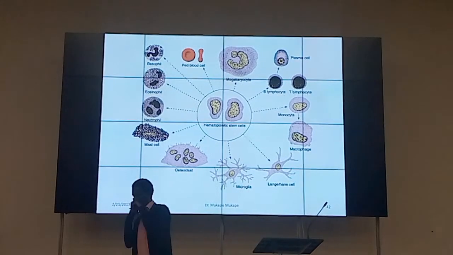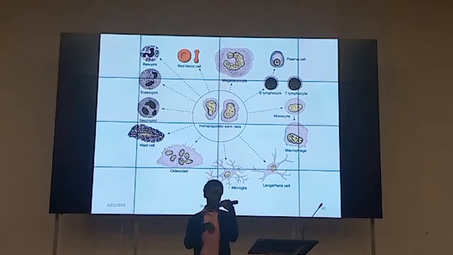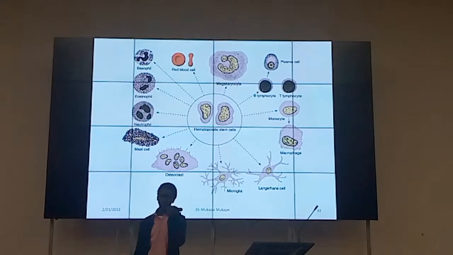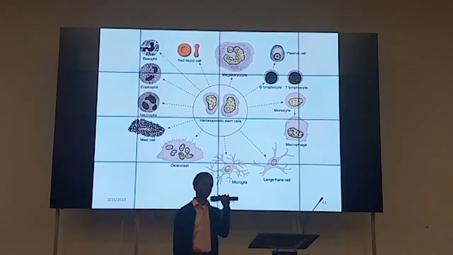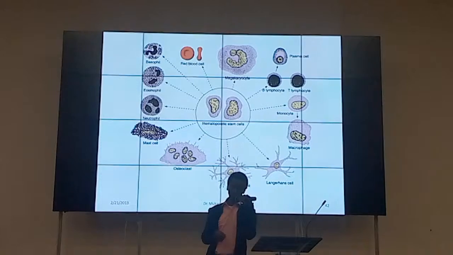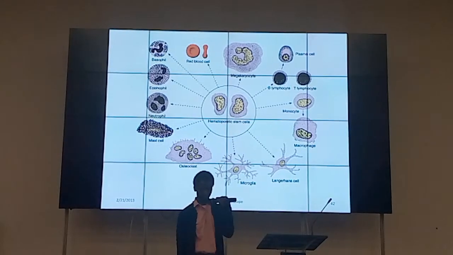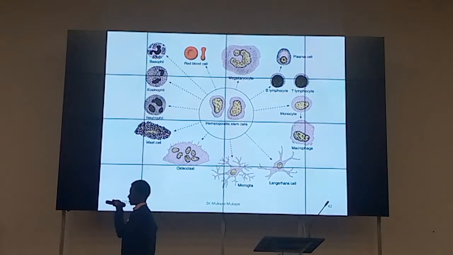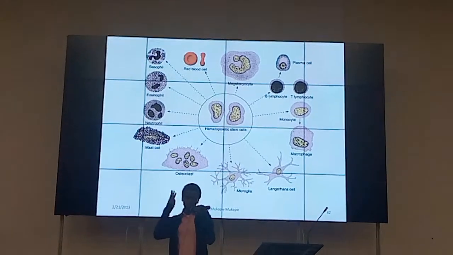The lymphocytes, we can further subdivide them into what and what? Yes, sir. B and T. B and T lymphocytes. The third one is natural killer cells, abbreviated NK cells. So there are three types of lymphocytes.